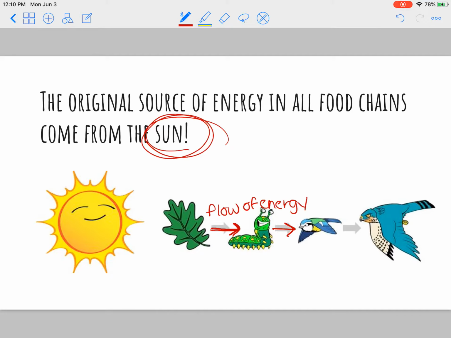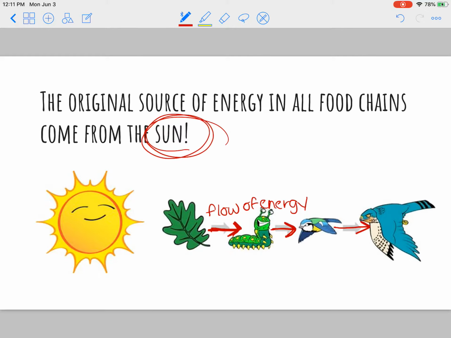So in this case, energy is flowing from the leaf to the caterpillar. The caterpillar has to eat the leaf to get energy. Energy is flowing from the caterpillar to the bird, and then the bird is giving energy to the hawk. So your arrow represents the flow of energy.